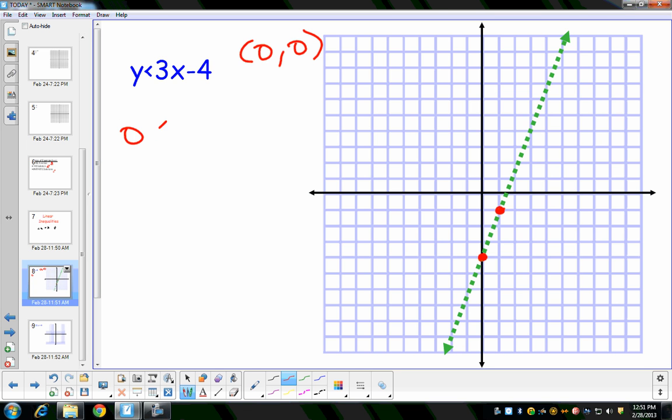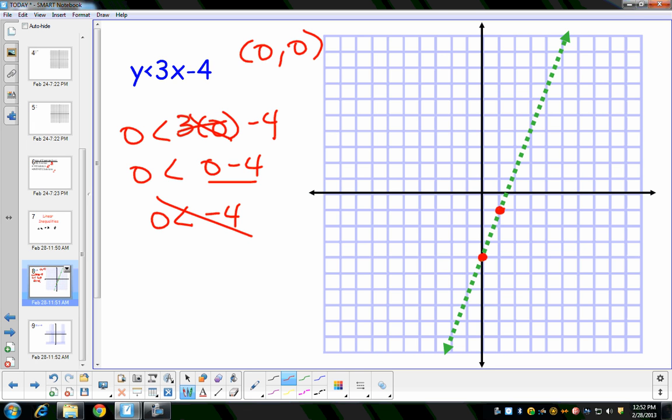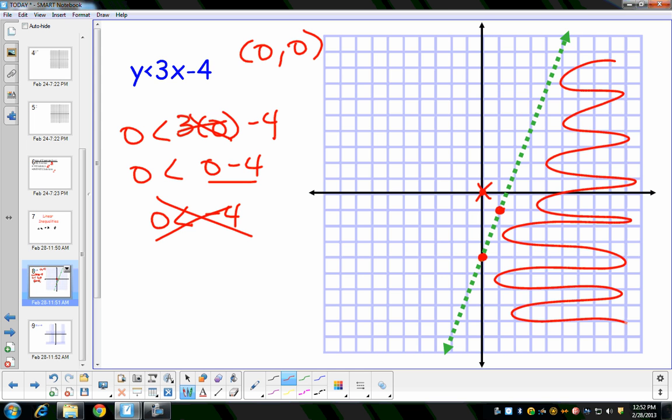So if I have 0 is less than 3 times 0 minus 4, I'm going to test whether that is true or not. So 0 is less than 0 minus 4, because 3 times 0 is 0. And 0 minus 4 is negative 4. Is 0 less than negative 4? The answer is no. So this was the point we were trying. Since it didn't work, this isn't the side that we're shading. We're going to shade all of this other side right here. If we had tried that point and it did work, that would be the side that we shaded.